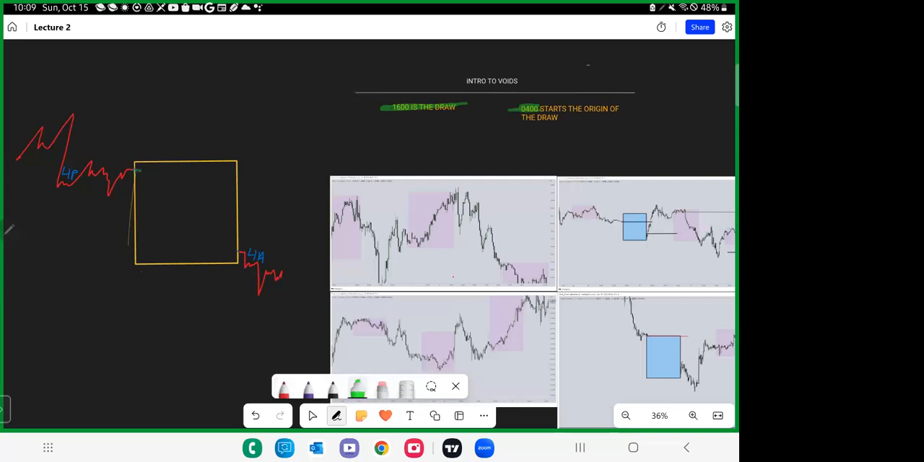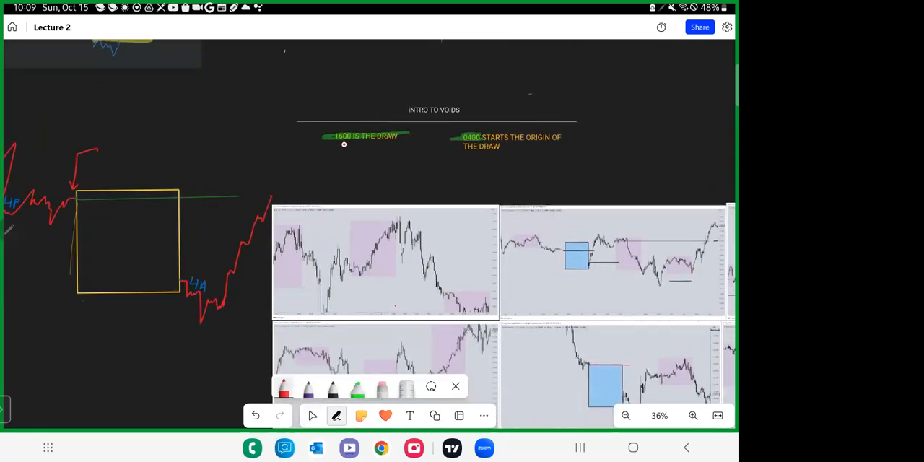Right? So I'm going to show you guys a few examples here, and then we'll go to NAS 100, right? And we'll just see if there were any occurrences in the previous weeks, and there's usually an occurrence. All right. So basically, we're going to understand that the draw is literally 4 p.m. So just remember it like this: 1600 is always the draw. 0400 starts the origin of the draw.